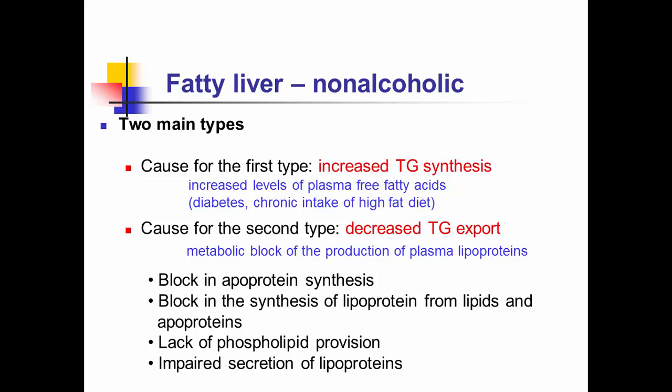For example, in diabetic conditions, we have higher levels of circulating fatty acids, and these fatty acids can be taken into the liver for synthesis of triglycerides. So you have more triglyceride synthesized from circulating fatty acids, right, causing the increase in triglyceride synthesis. And also the chronic intake of a high-fat diet. If we are always eating a high-fat diet for a long time, then it also can cause fatty liver disease.